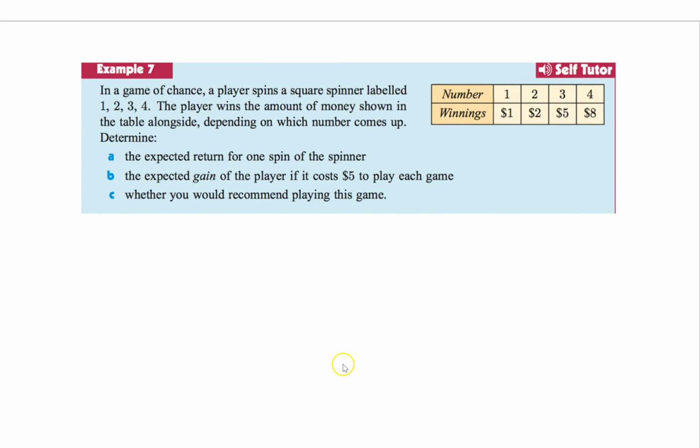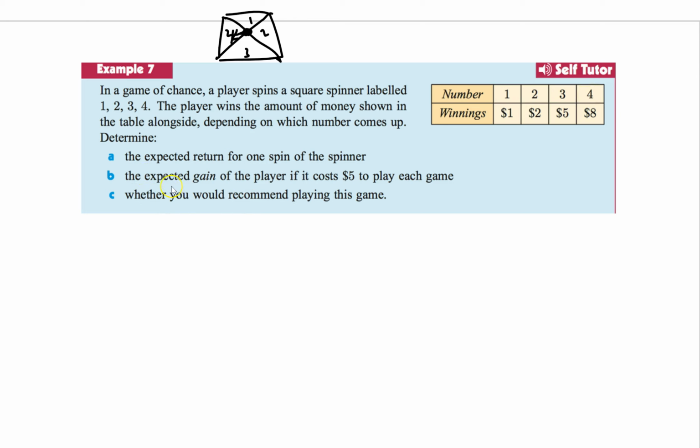Let's do a quick example to show what we're talking about. In a game of chance, the player spins a square spinner labeled 1, 2, 3, 4. So right here's my square spinner, 1, 2, 3, 4. The player wins the amount of money shown in the table depending on which number comes up. If a 1 comes up, you get $1. If a 2 comes up, you get $2. If 3 comes up, you get $5. If 4 comes up, you get $8.